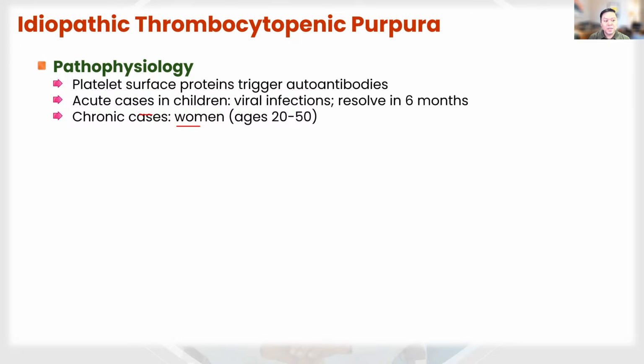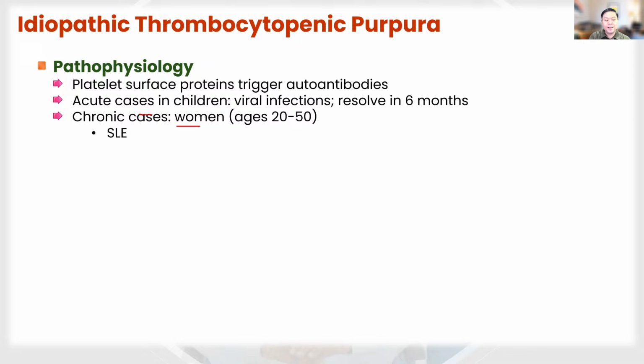Now, some of the associated disorders that will lead to the ITP are the following, such as SLE, systemic lupus erythematosus, which is an autoimmune disease, right? This will lead to the attack of the healthy tissues. In some cases, the autoimmune response can also attack the platelets, thereby destroying the circulating platelets.